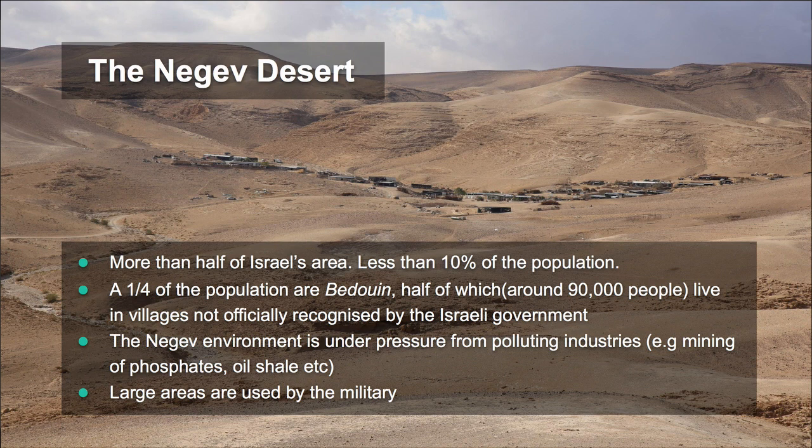called Bikat Kanaim. The area of the Negev in general is under pressure. The environment is under pressure because of polluting industries like the mining of phosphates, oil shales, and others. Furthermore, I would say that large areas are used by the army for military exercises.